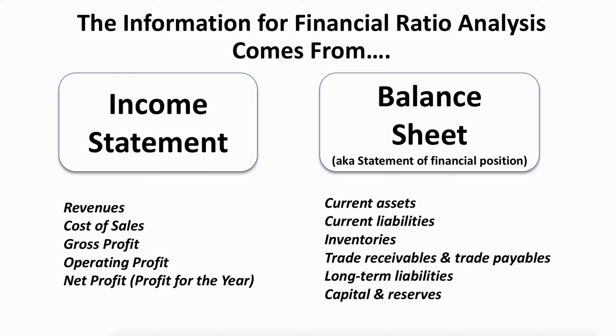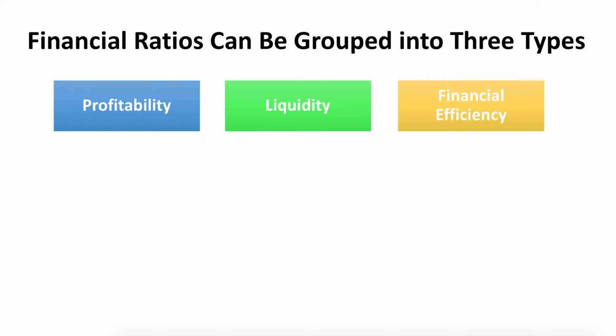That's where you'll find out details of the assets and liabilities of the business, current assets, current liabilities, non-current liabilities, and also the amount invested in terms of share capital and reserves. And normally you'll be given an extract from the company's accounts rather than the full income statement or the full balance sheet. In terms of your studies, focus your revision on the three main types of ratio.